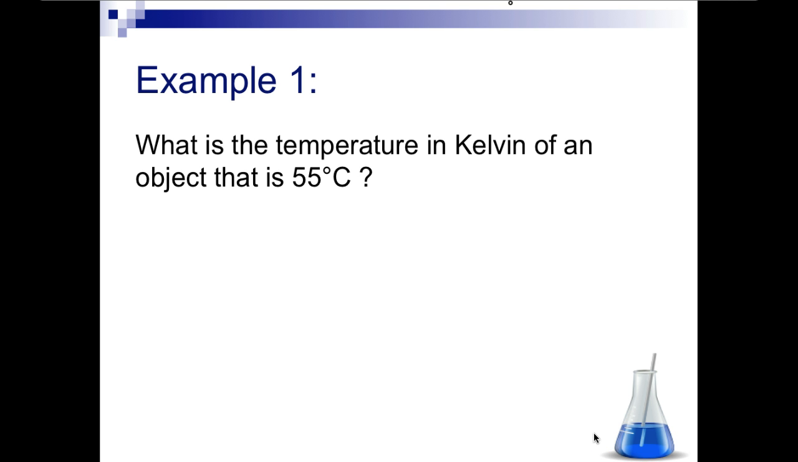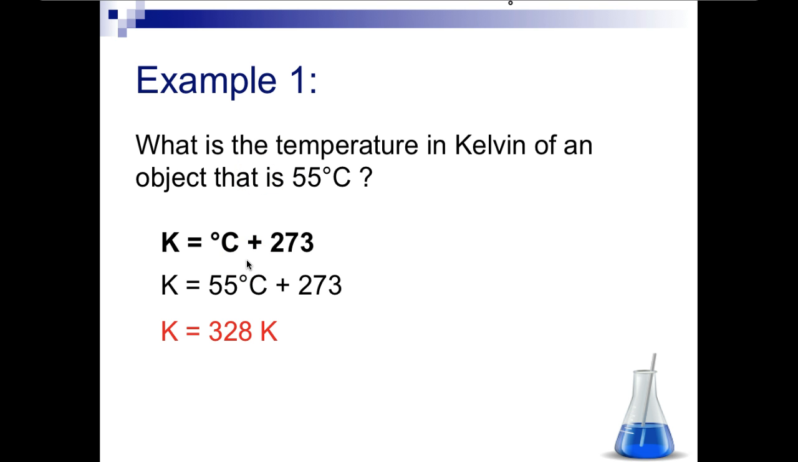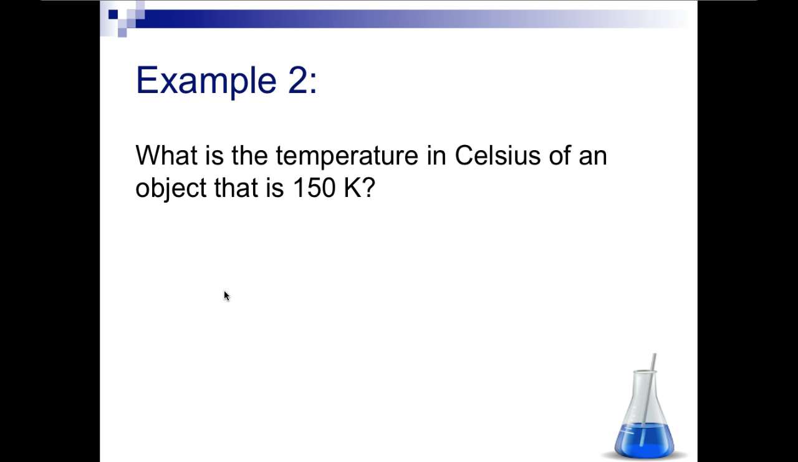So, let's look at an example problem. What is the temperature in Kelvin of an object that is 55 degrees Celsius? Well, the first thing I would do if I were you is pull out my data and my sheet to look for my formula. Okay? So Kelvin is equal to Celsius plus 273. We're looking for the temperature in Kelvin, and we're given a temperature of 55 degrees Celsius. So 55 plus 273, our Kelvin temperature is 328 Kelvin. You just add the 2 of them together. It is that easy.